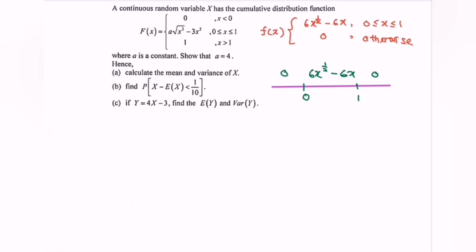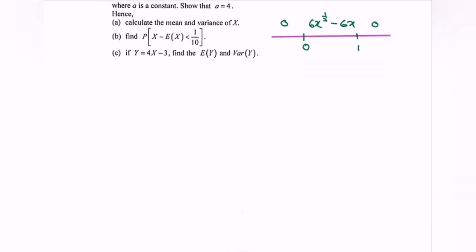Next, kindly refer to the questions. The question asks us to find the mean. As we all know, E(X) is equal to the integral of x multiplied by f(x) with respect to x, with the domain negative infinity to infinity. So that is the formula for the mean. Now here we integrate from 0 to 1. For the function, we have to multiply x by f(x). So here we will have 6x to the power of 3 over 2 minus 6x squared with respect to x.